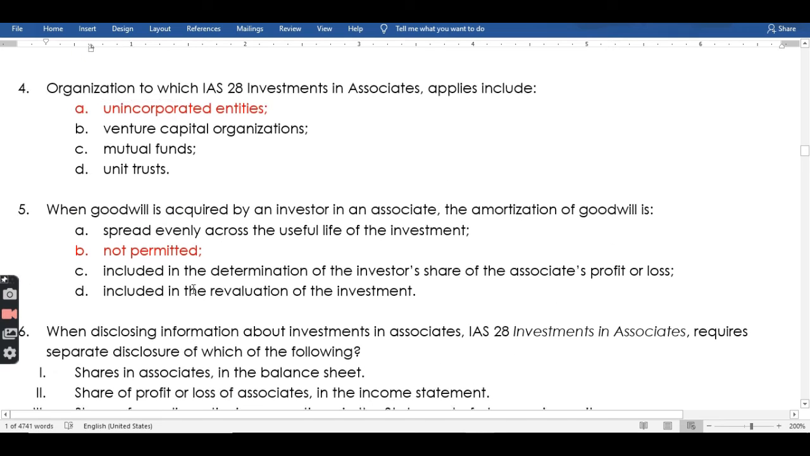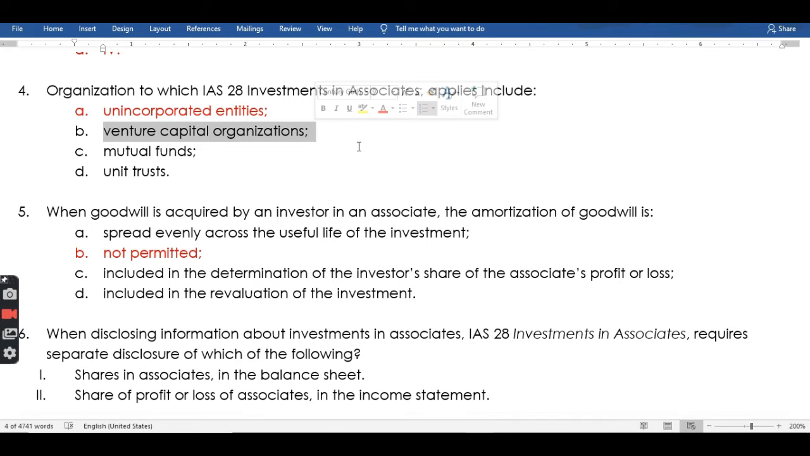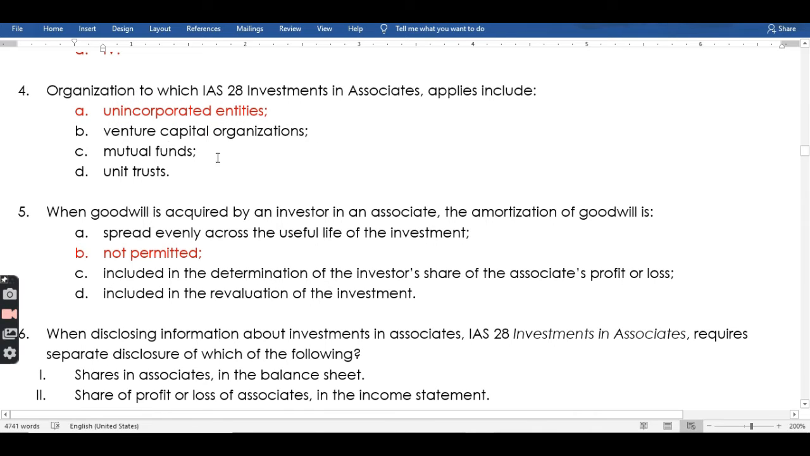Okay. Question number 4. Organization to which IAS 28 investment in associate applies includes, okay, so includes unincorporated entities, yes. Venture capital organizations, hindi. Kasi take note, yung ating IAS 28 will cover investment in associates and joint ventures. So kapag ikaw ay venture capital organizations, hindi yan necessarily joint venture. Pwedeng joint operations lang yan. Okay? So ibig sabihin, hindi natin pwedeng isama yung letter B unless we are sure that the venture capital organization is actually a joint venture talaga. So hindi. Mutual funds hindi rin.